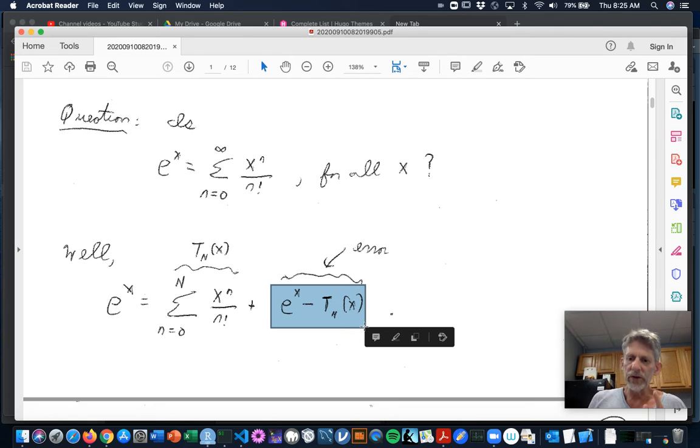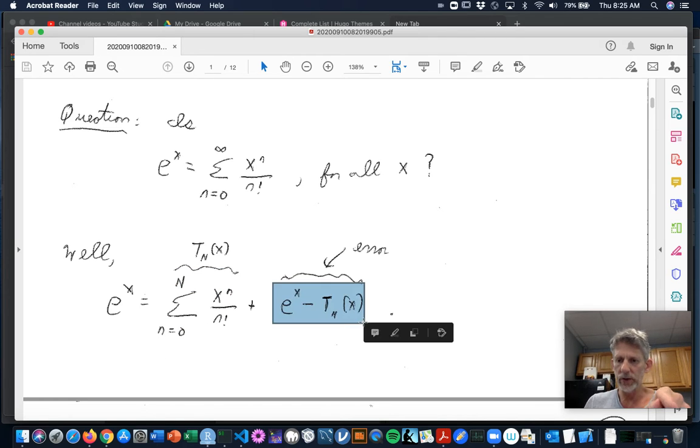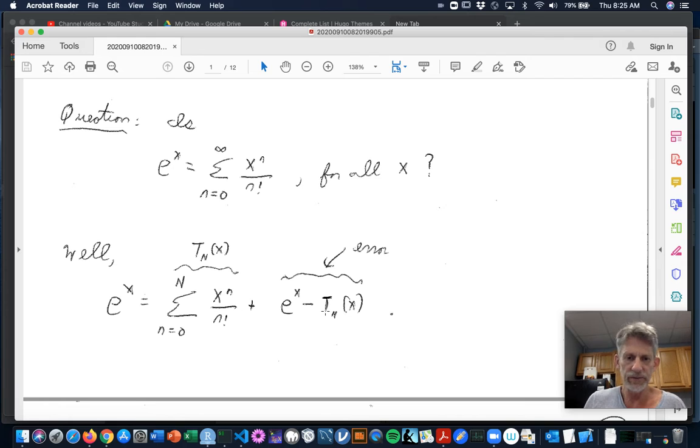My goal is to show that that error goes to 0 as n goes to infinity, no matter what x is. If I show that, then that means that this partial sum of the Taylor series, that nth degree Taylor polynomial, does have to converge to e to the x. So that's my goal: show that that goes to 0 as capital N goes to infinity, no matter what x is.